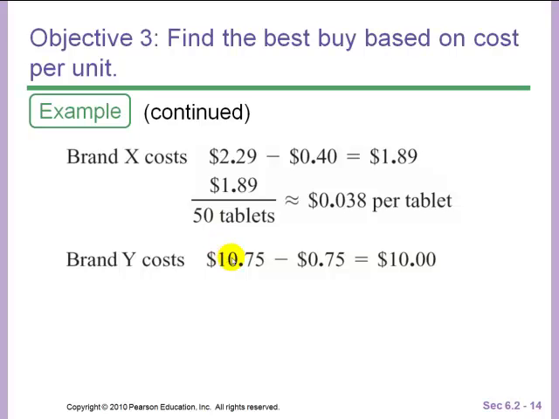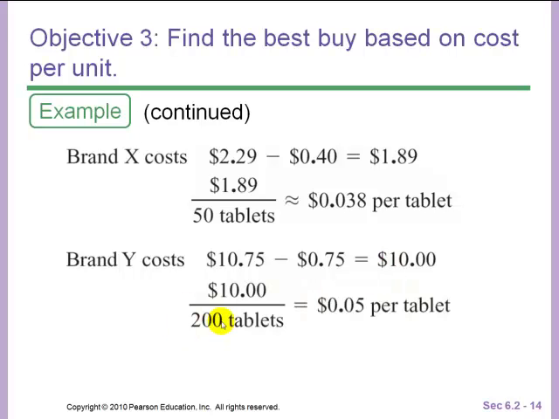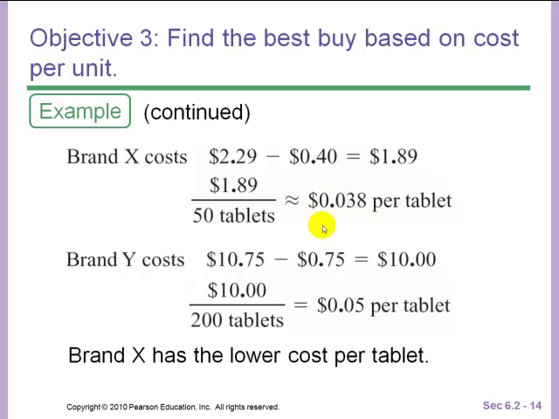Brand Y costs $10.75, but we have our 75 cents coupon, so it's only $10. So then we do our $10 divided by the 200 tablets. In this case, notice we didn't have to do any rounding. It comes out to exactly 5 cents per tablet. It's pretty clear that brand X is significantly cheaper because it's a little more than 3 cents per tablet. So brand X has the lower overall cost because it's the lower cost per tablet. It is the best buy.